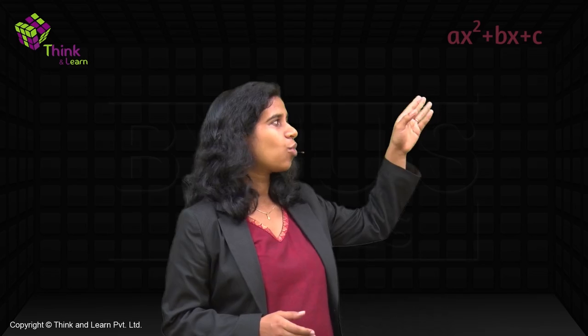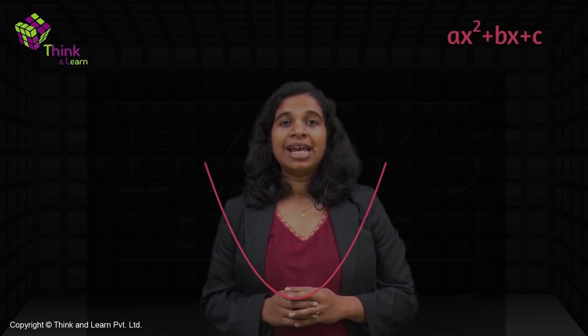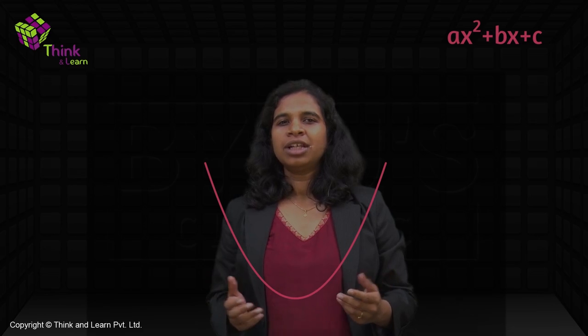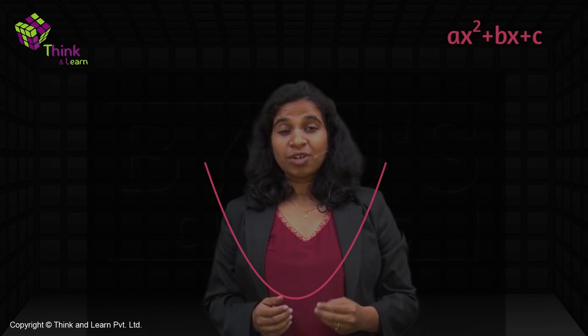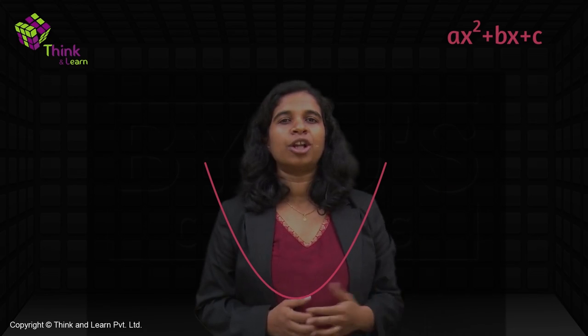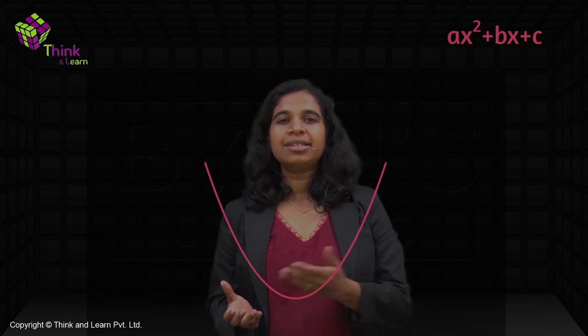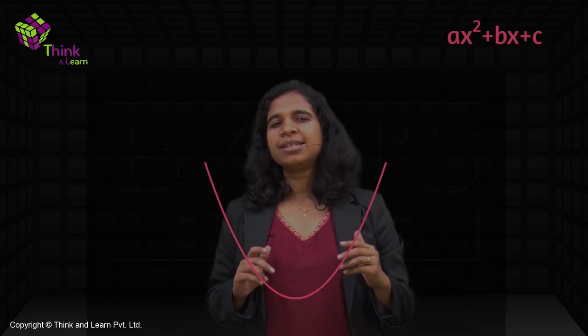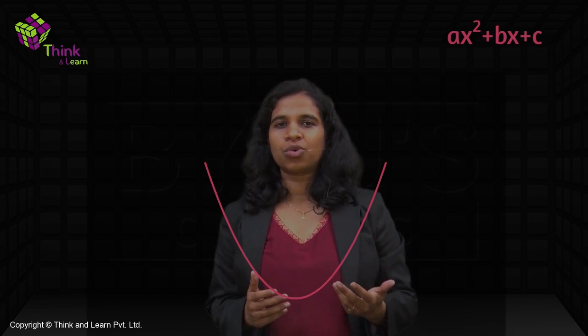So let's say I have ax squared plus bx plus c. That's a polynomial. The graph of it looks like this, ax squared plus bx plus c. Now I want to find the zeros of this polynomial. What does that mean? The values of x when the value of the polynomial becomes 0. Obvious, right? Zeros of the polynomial. That's exactly what roots mean.